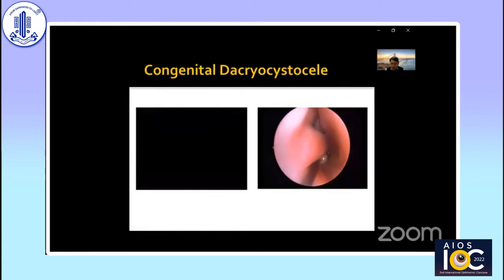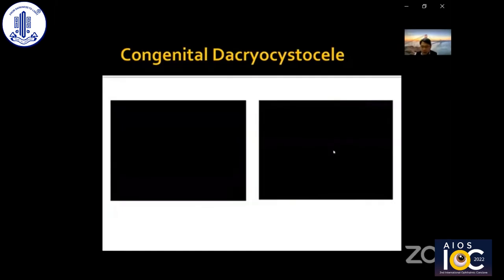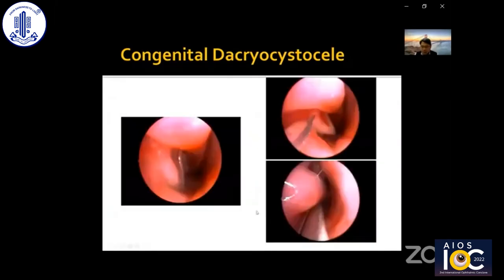The proper management is direct visualization. You have to incise through the dacryocystocele and also remove the mucosal lining such that the opening is enlarged, and then the tear and the mucous discharge can be drained into the nose. Now, this is what you will encounter if you are not doing nasal endoscopy.